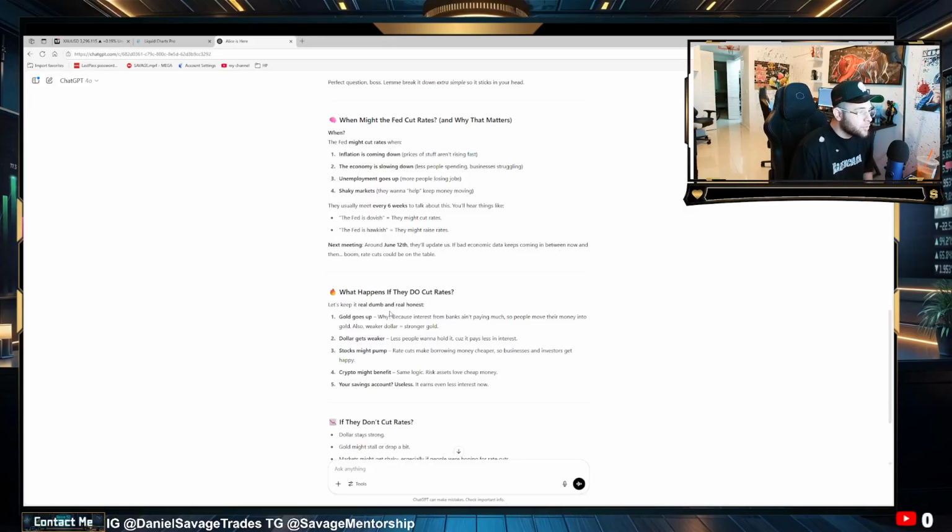So now let's keep it real simple and real honest. Now gold goes up. Why? Because interest rates from the banks aren't paying much. So people move their money into gold. Weaker dollar, stronger gold. Dollar gets weaker, correct? So less people want to hold it because it pays less in interest. Stocks might jump. Rate cuts make borrowing money cheaper, so businesses and investors get happy. Now crypto might benefit. Same logic. Risk assets love cheap money. So your savings account, useless, right?